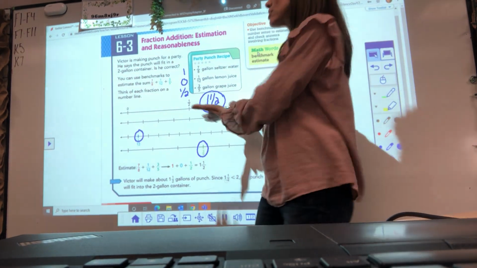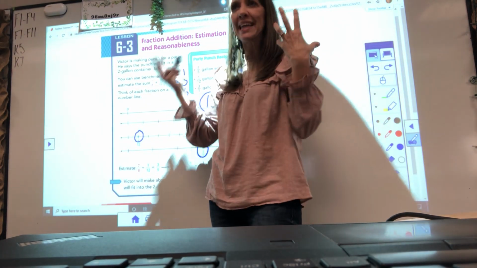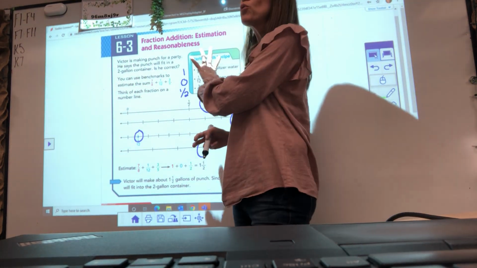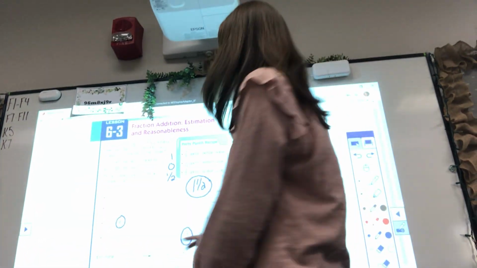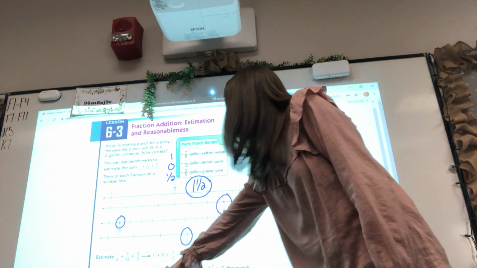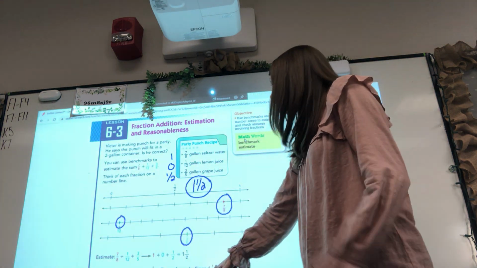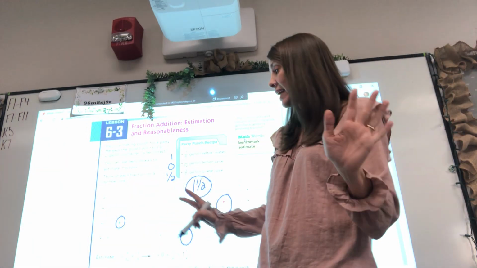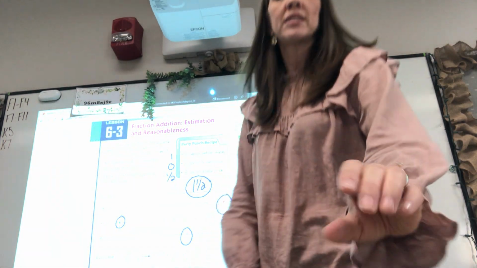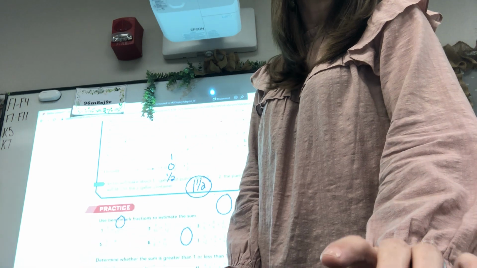Now, it's just an estimate. It's just being reasonable with our guesses, right? So there's a potential that maybe it won't, but your best guess will be that it will fit. Okay, so Victor will make about 1.5 gallons of punch. Since 1.5 is less than 2, the punch will most likely fit into the 2-gallon container. So let's try some examples.